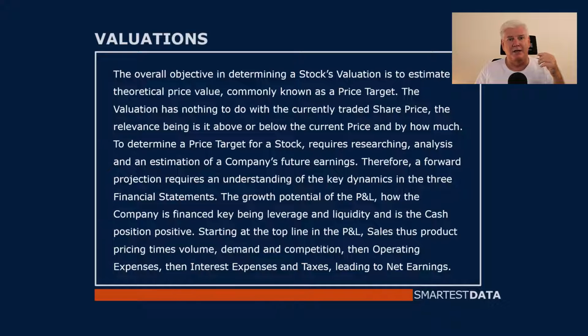Starting at the top line in the P&L, sales, thus product pricing times volume, so demand and competition, then operating expenses, then interest expenses and taxes, leading to net earnings.